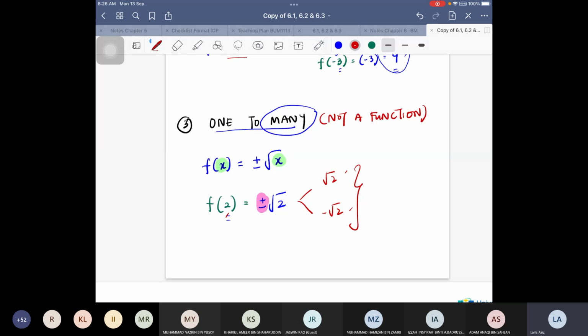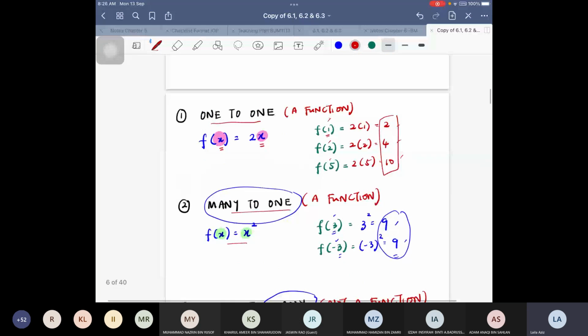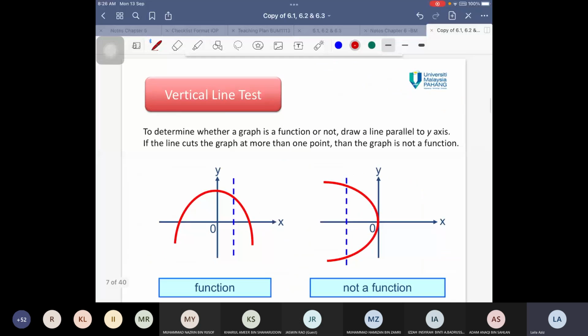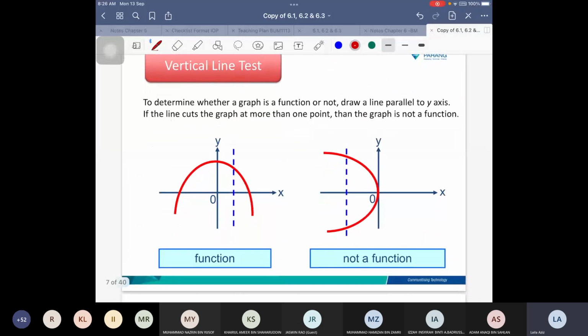Okay, bila jumpa function yang macam ni, equation yang macam ni, dia bukan function. So remember function hanya untuk case one to one dan juga many to one sahaja. Itu adalah konsep function. Okay, kalau kita ada graph, macam mana kita nak test dia adalah function ataupun bukan function?